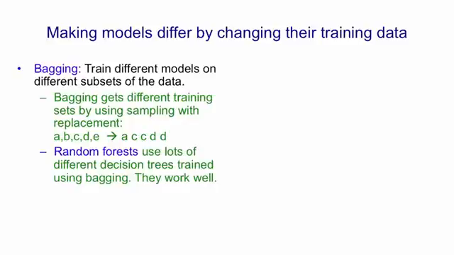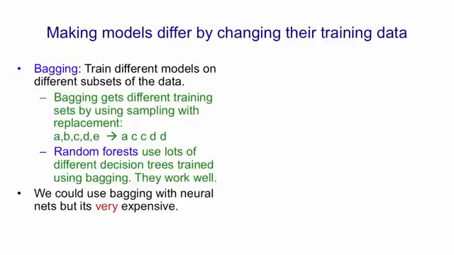In fact, the Kinect box uses random forests to convert information about depth into information about where your body parts are. We could use bagging with neural nets, but it's very expensive. If you wanted to train, say, 20 different neural nets this way, you'd have to get your 20 different training sets, and then it would take 20 times as long as training one net. That doesn't matter with decision trees because they're so fast to train. Also, at test time, you'd have to run these 20 different nets. Again, with decision trees, that doesn't matter because they're so fast to use at test time.